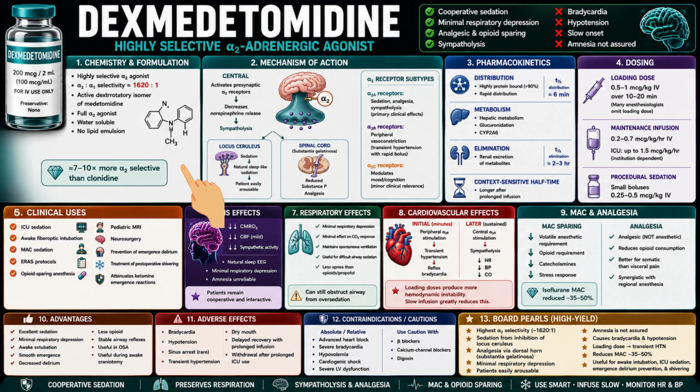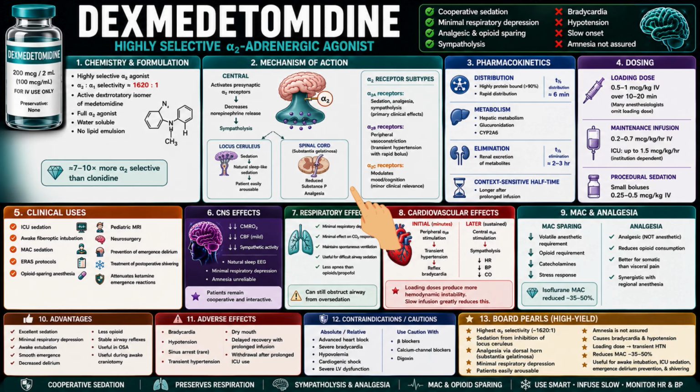Chemically, dexmedetomidine is the dextrorotatory isomer, the active enantiomer of medetomidine. Medetomidine has been used in veterinary medicine for years for its hypnotic, sedative, and analgesic effects. Dexmedetomidine is the pharmacologically active component. Formulation: 200 micrograms per 2 milliliters. Concentration: 100 micrograms per milliliter. Water soluble. No lipid emulsion required. No preservative. For one-fee use only.